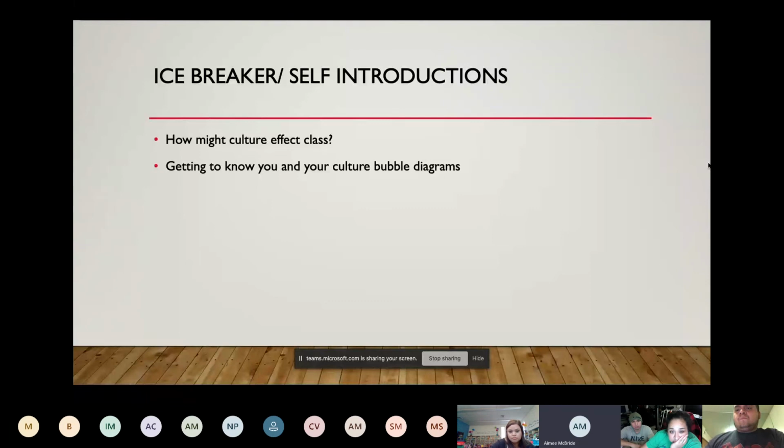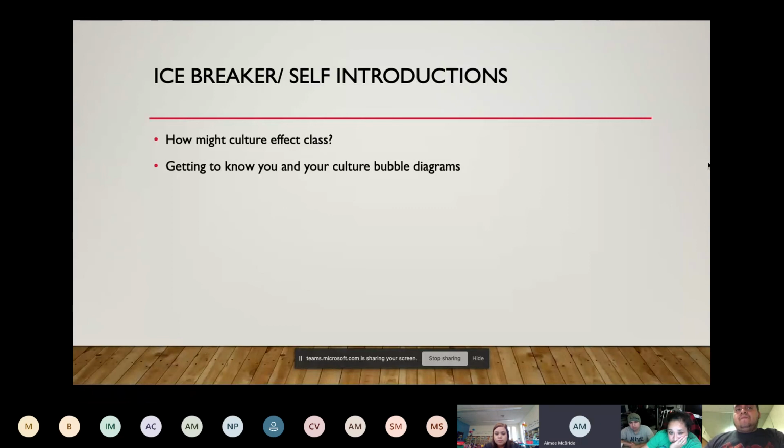Culture is really important when it comes to learning because it shapes how we learn as a person. Our backgrounds, our culture, everything about us makes us who we are, and that affects how we behave in society and how we receive certain things. So I feel like getting to know each other's cultural backgrounds is a little bit more useful, especially in an art class, than just asking your name and your major.